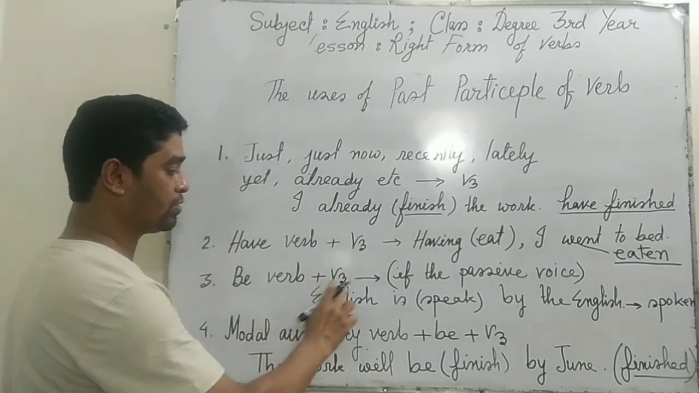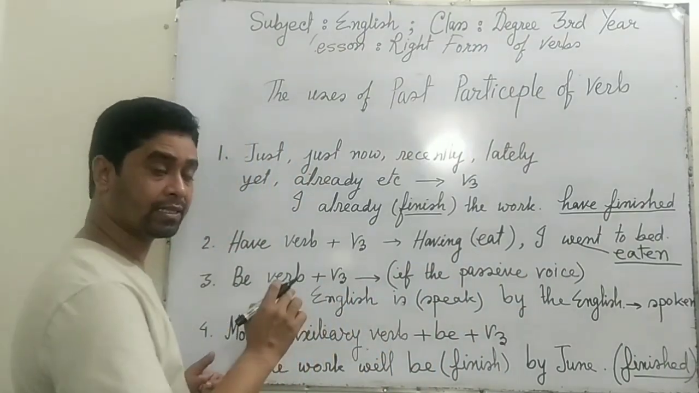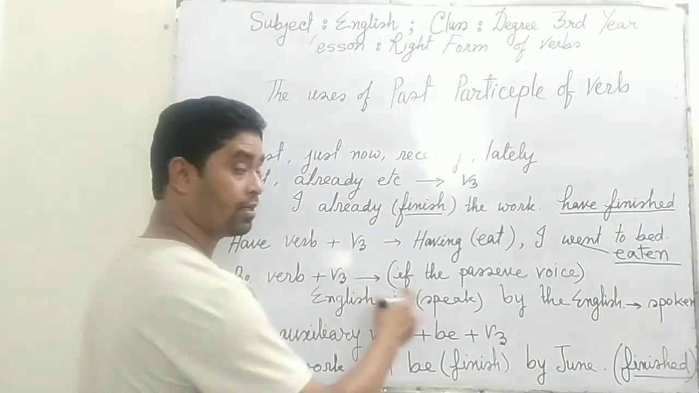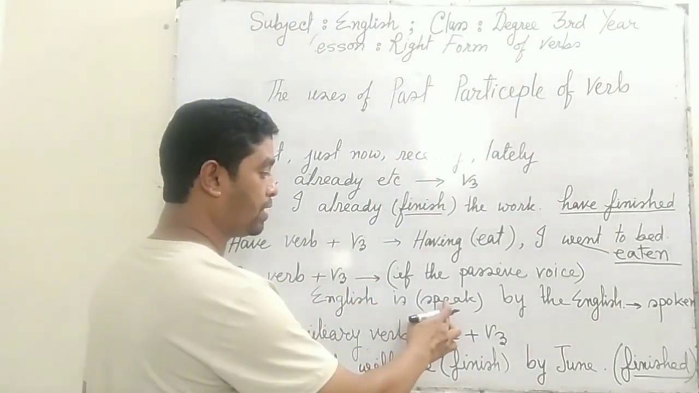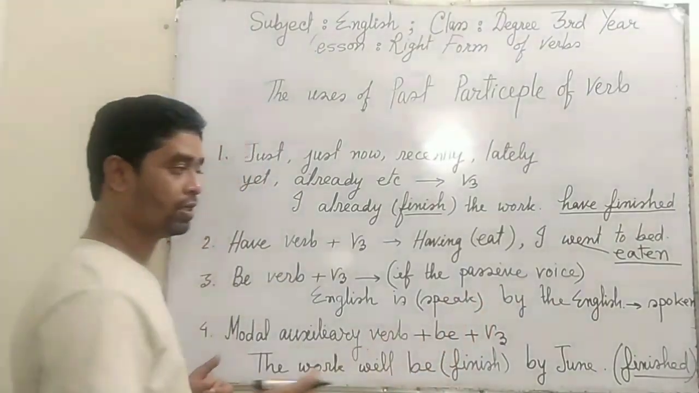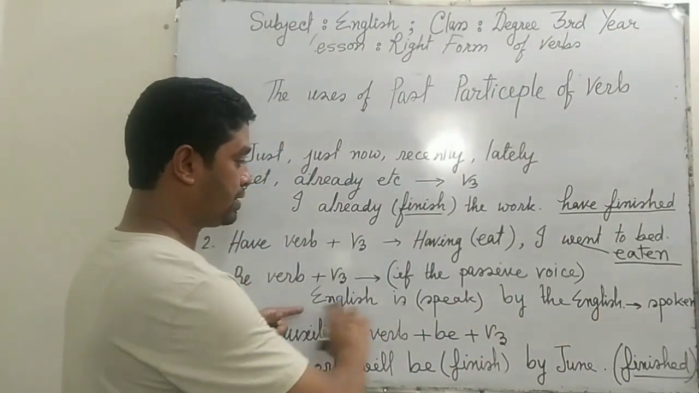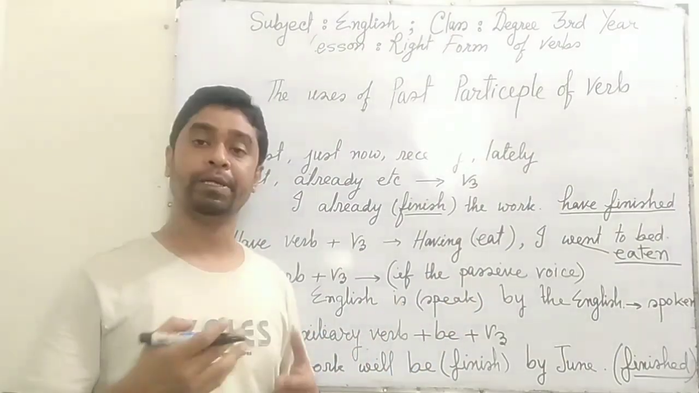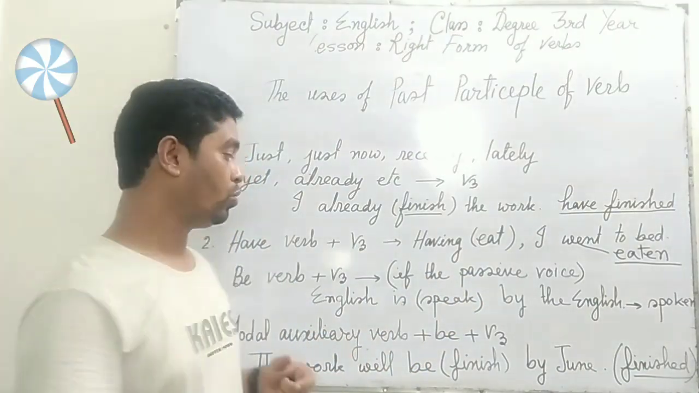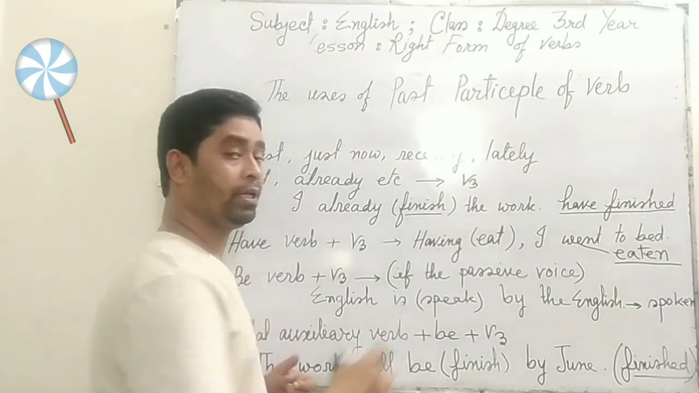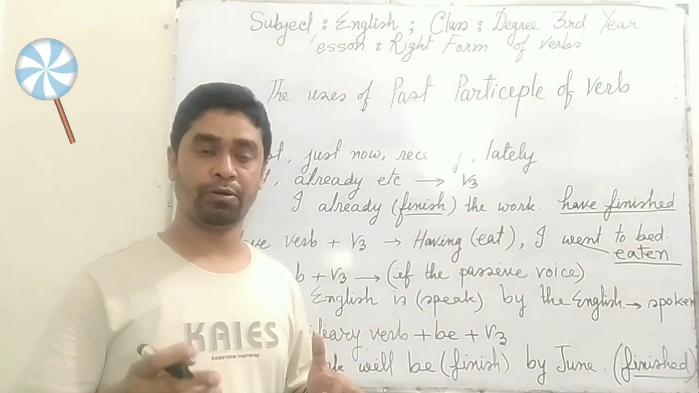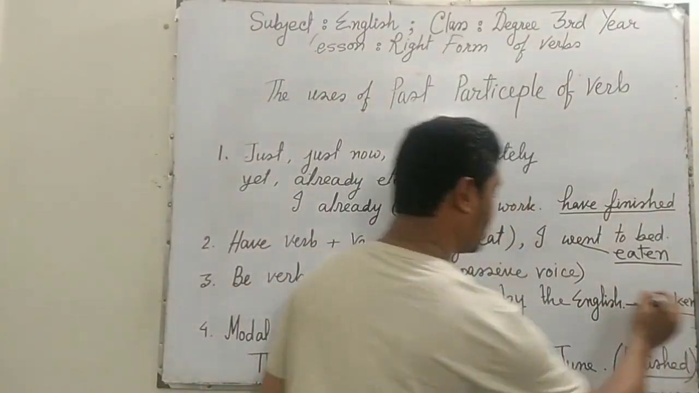In this sentence we find be verb, that is. After that the main verb speak by the English. We understand that the sentence will be in passive form. So the verb will be the past participle form, spoken.